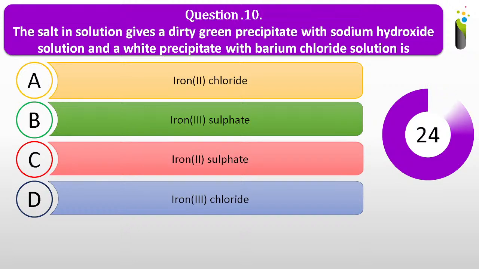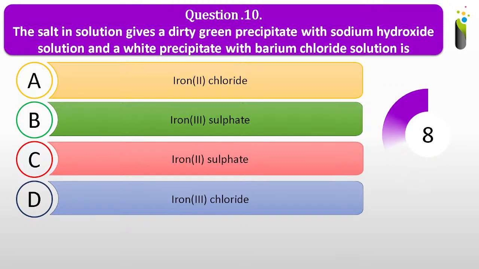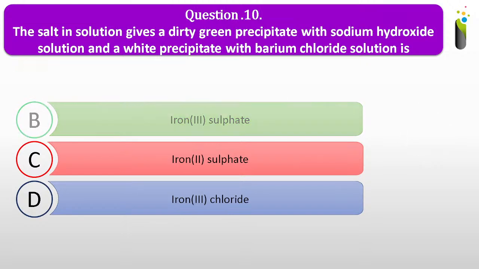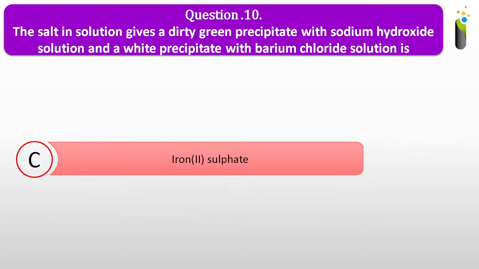So the first option is iron(2) chloride. The second, B option, is iron(3) sulfate. C, iron(2) sulfate. And option D, iron(3) chloride. So a salt in solution gives a dirty green precipitate with sodium hydroxide solution and a white precipitate with barium chloride solution is, which is it? The answer is C, that is iron(2) sulfate.